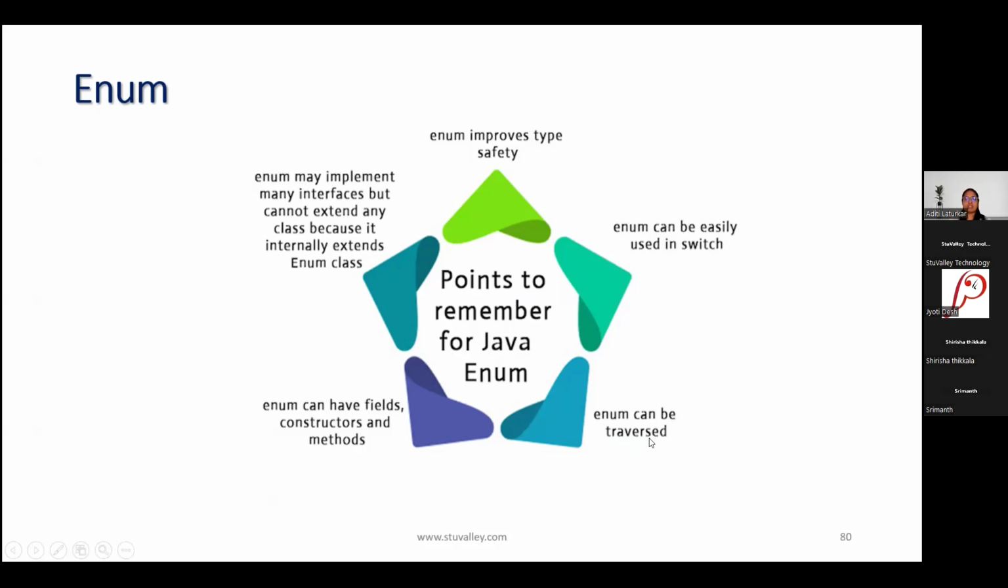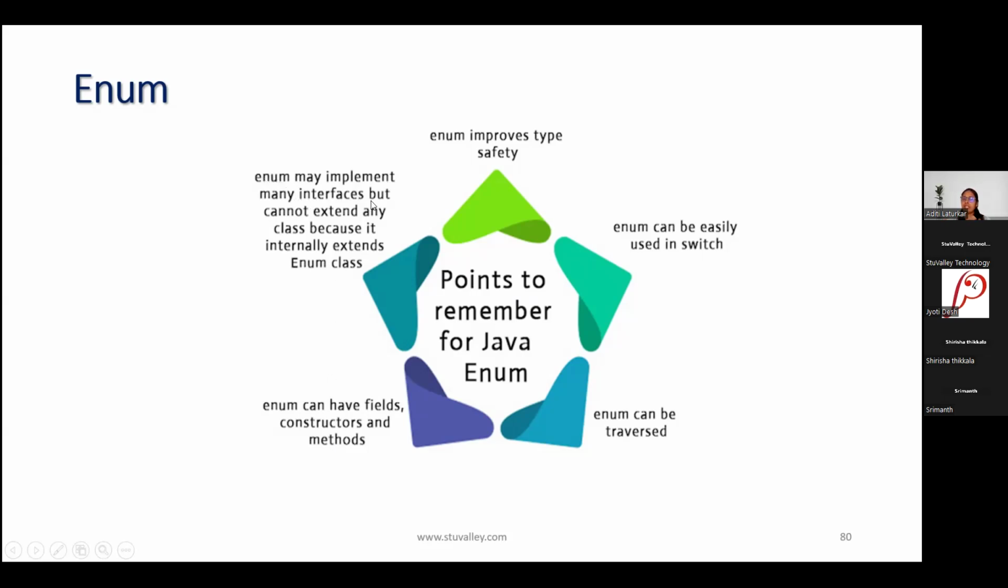Enums can be traversed. We can traverse the enums with the help of the values method, or you can access it directly with the help of the constant also. Enum can have fields, constructors, and methods. We have seen all these things. Fields are nothing but static final fields. Constructors we have created, methods, and the main method also we have seen.